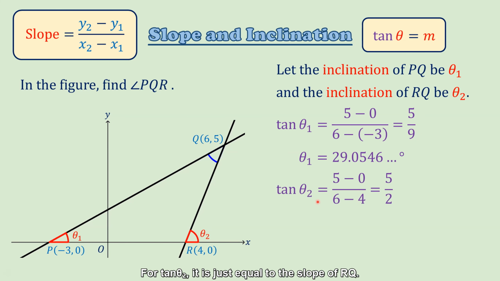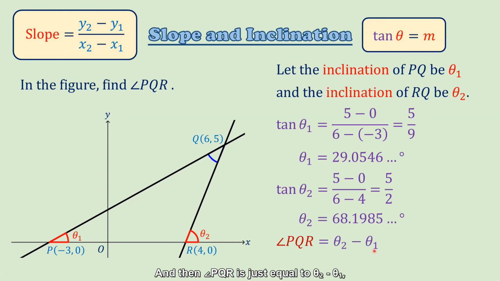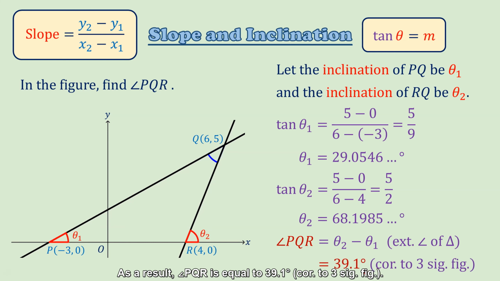For tangent θ2, it is just equal to the slope of RQ. That means it is equal to 5 minus 0 over 6 minus 4, and it is equal to 5 over 2. Therefore, we can calculate the value of theta 2. And then angle PQR is just equal to theta 2 minus theta 1 because of the exterior angle of triangle. As a result, angle PQR is equal to 39.1 degrees, correct to 3 significant figures. So this is how we can apply the concept of slope and inclination to solve problems in coordinate geometry.